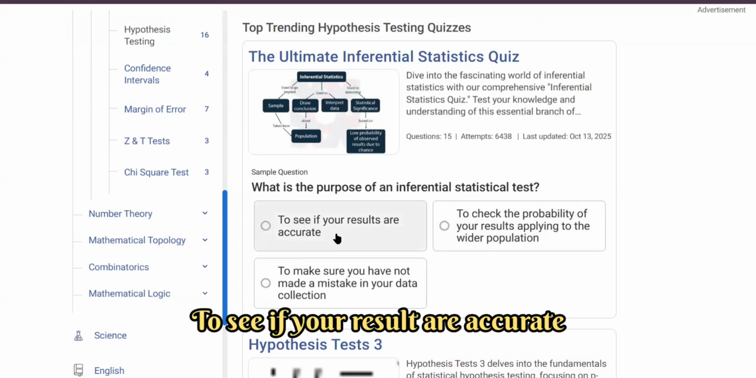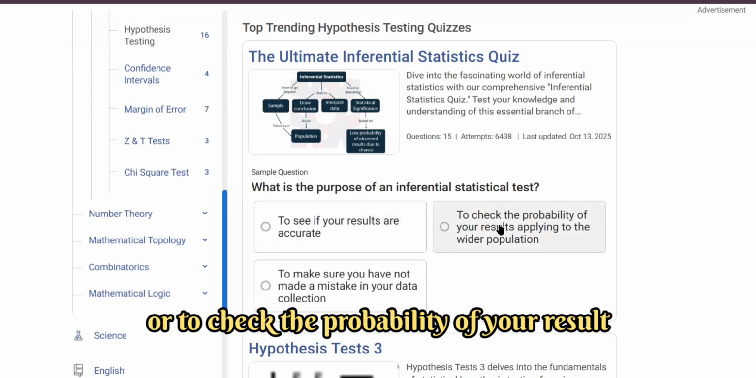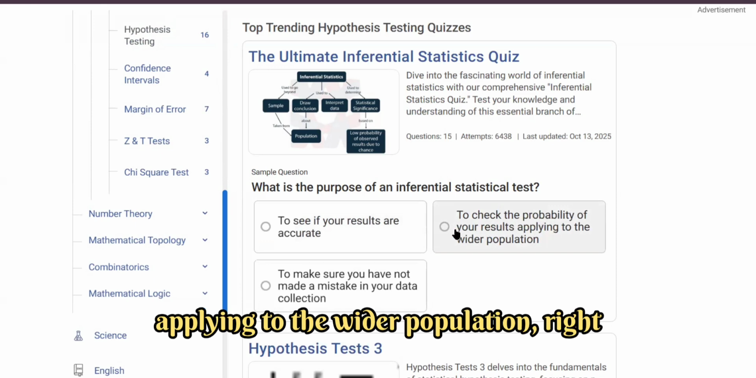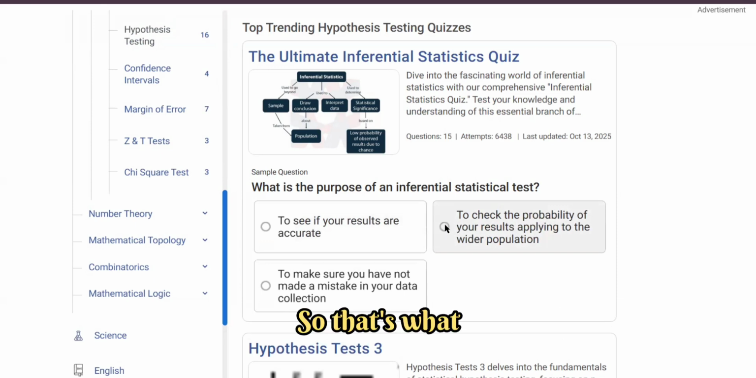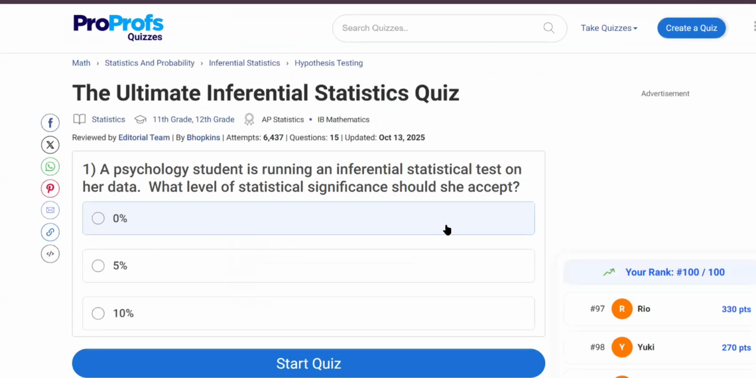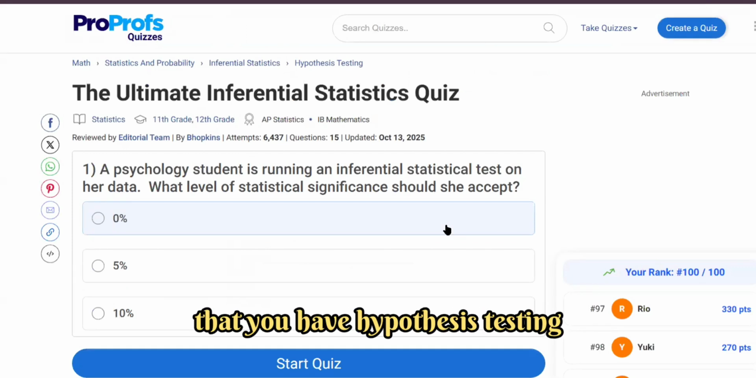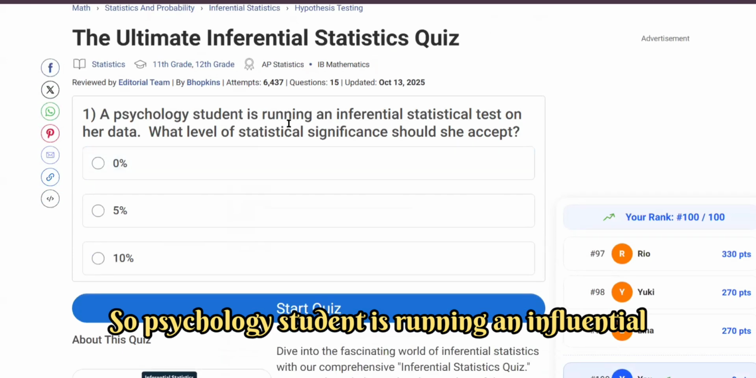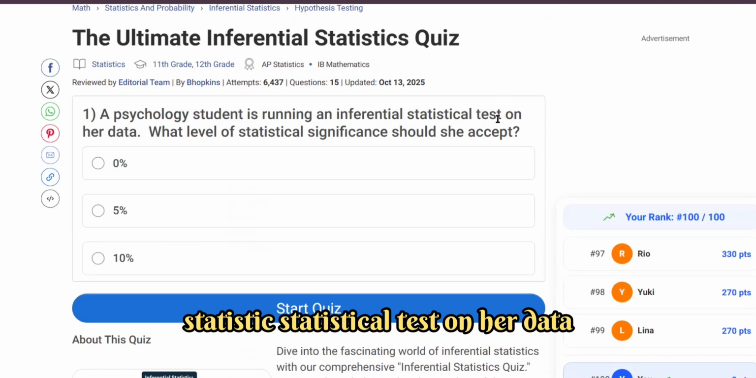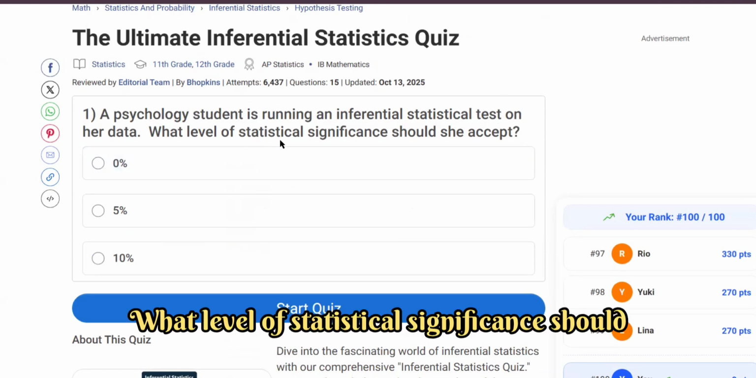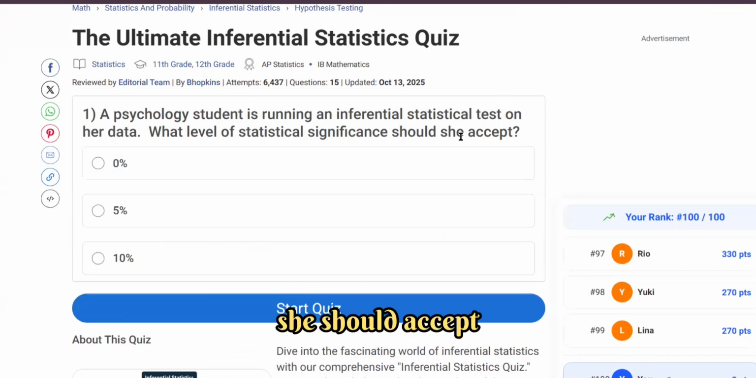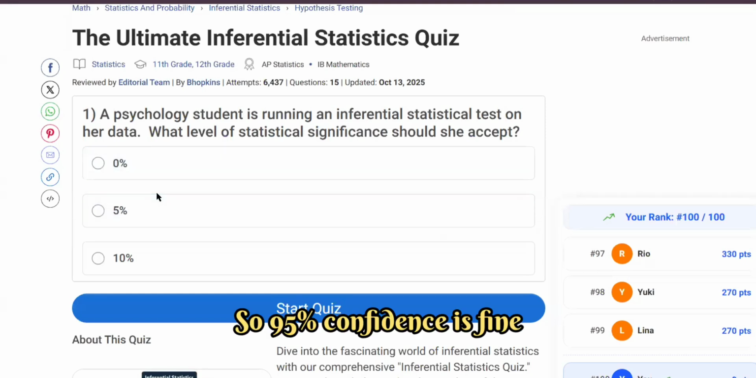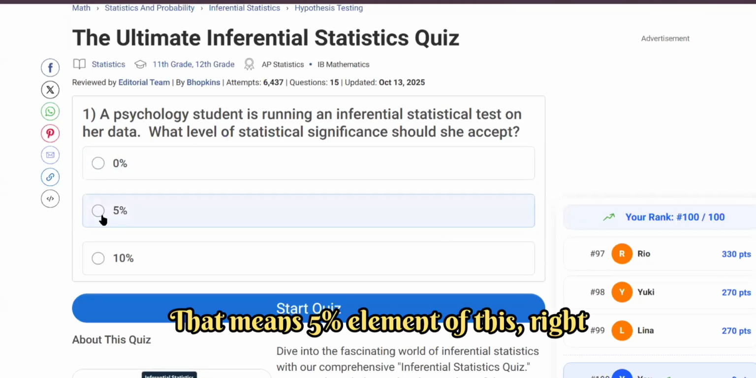To see if your results are accurate, or to check the probability of your result applying to the wider population, right? So that's inferential statistics, and in that you have hypothesis testing. So let's get started. A psychology student is running an inferential statistical test on her data. What level of statistical significance should she accept? 95% confidence is fine. That means a 5% element of risk, right?